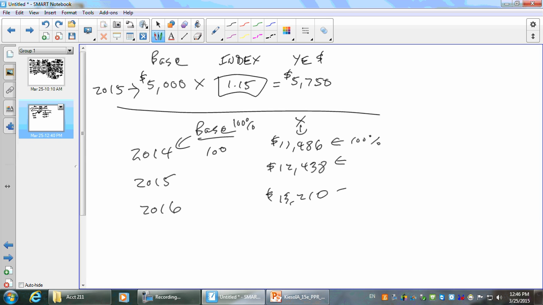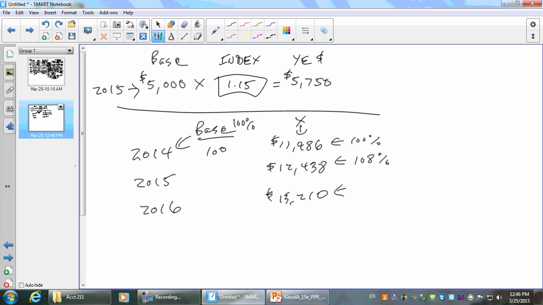Tell me what the index would be for each of those years. What do you do? You know the base. It's 11,486, and 11,486 divided by 11,486 is your 1, right? What would you do the next year? 12,438 divided by 11,486. What would you get? About 108. Close to that, huh?